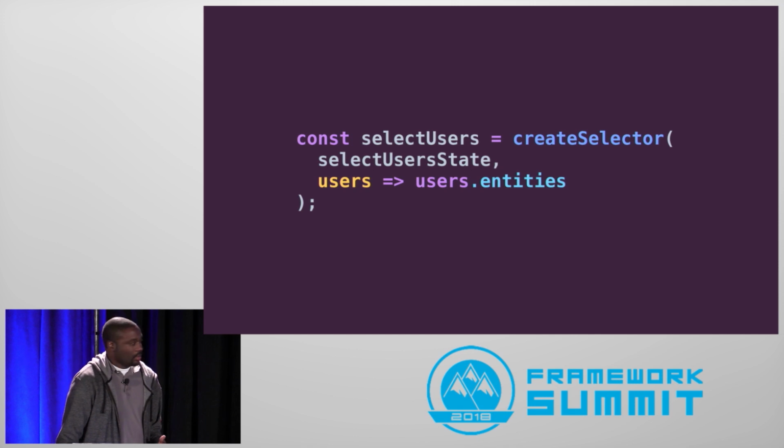So looking at a selector for the users, we will start from the top level state and get the users, and we use the projector function to get the user entities.